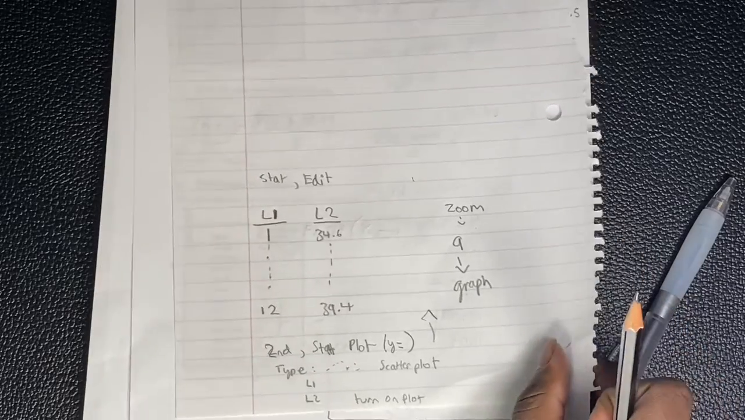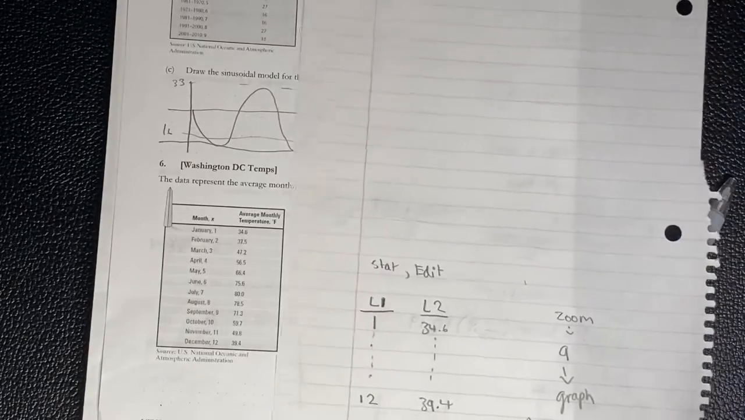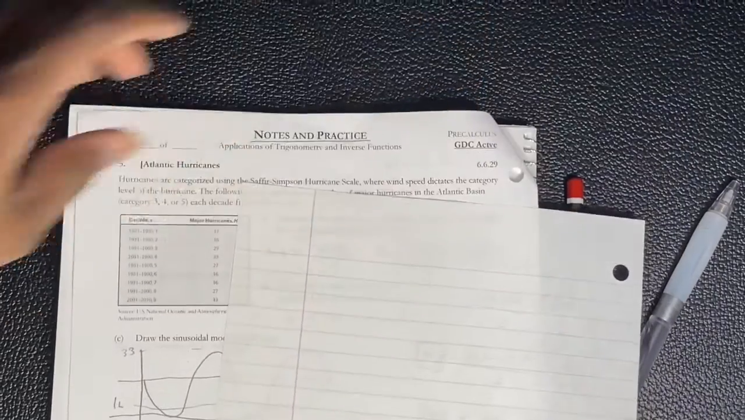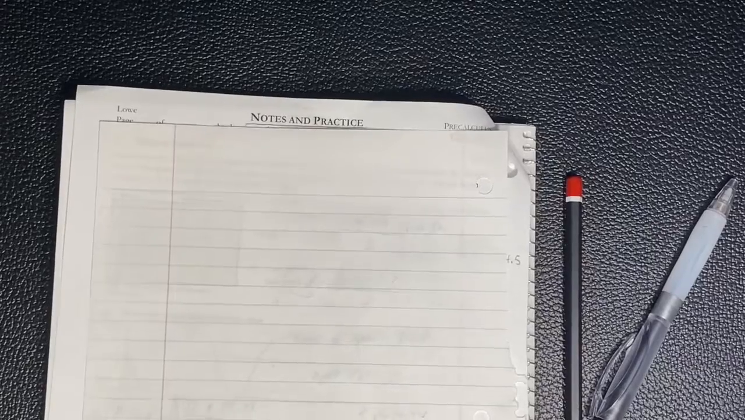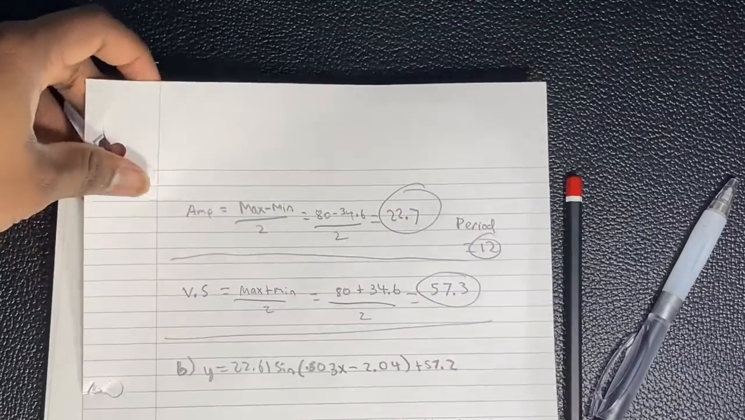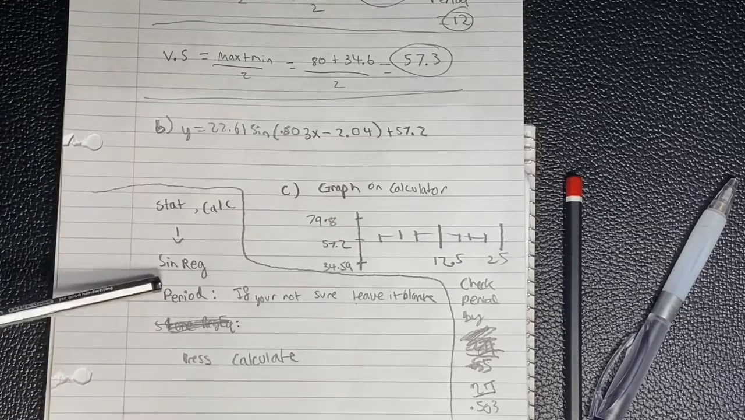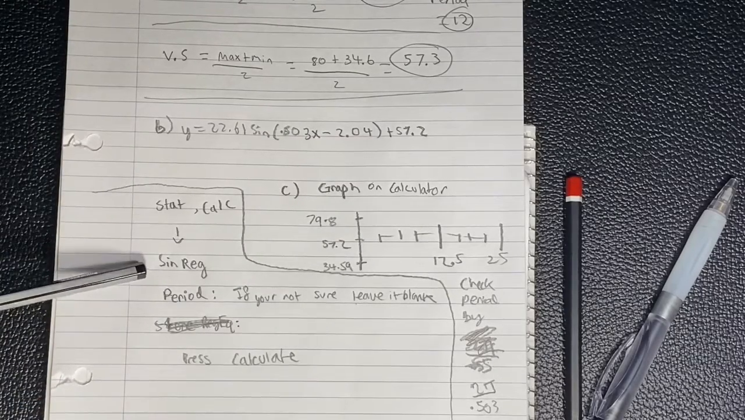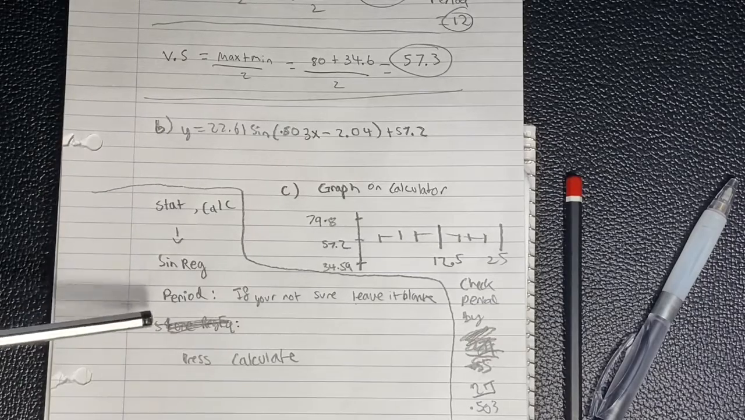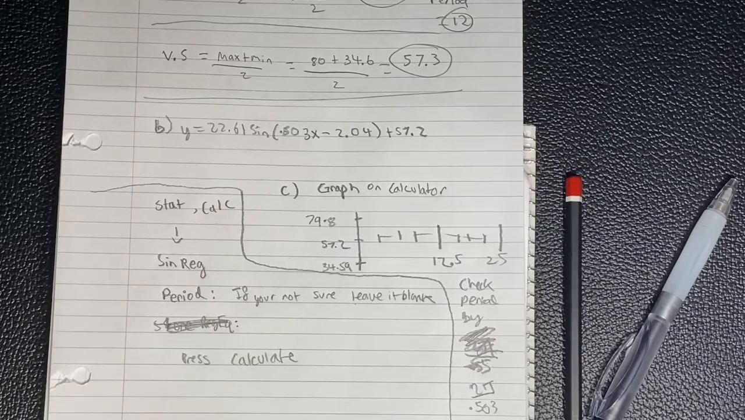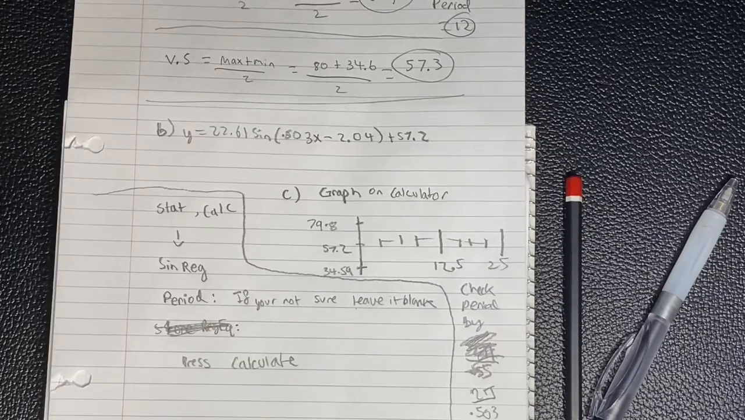Alright, so once you did that, you're not exactly finished yet. You're going to complete your regression equation. And what you're going to do for that is you're going to hit stat, calc, go to your sine regression, and then your period, if you're not sure what it is, just leave it blank for now because we want the exact specific details as possible. And then press calculate. Once you press calculate, you should get your A, B, C, and etc.